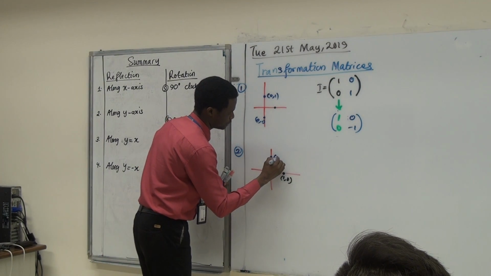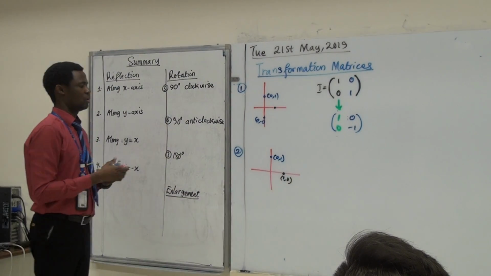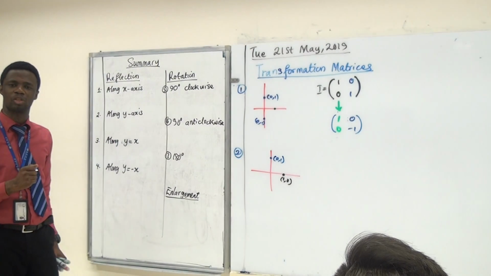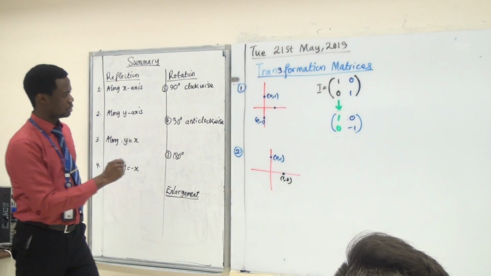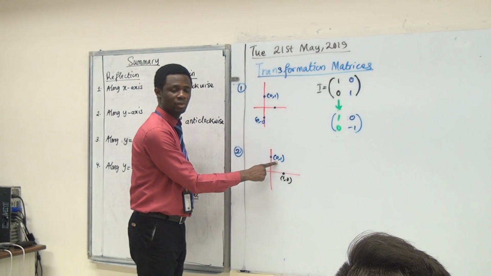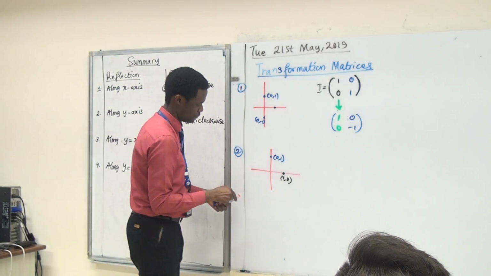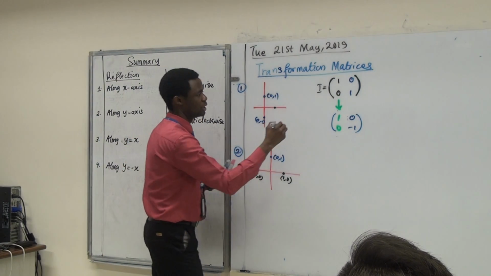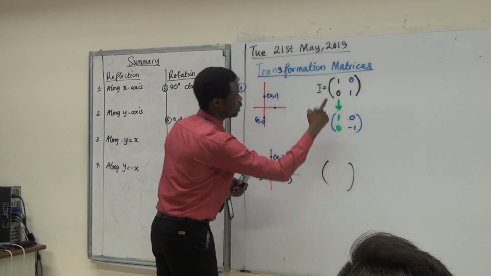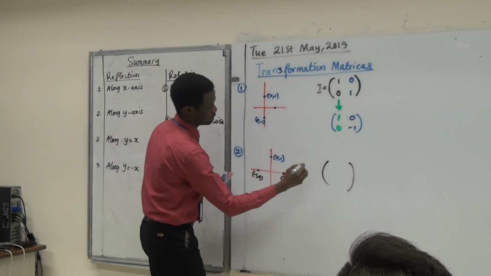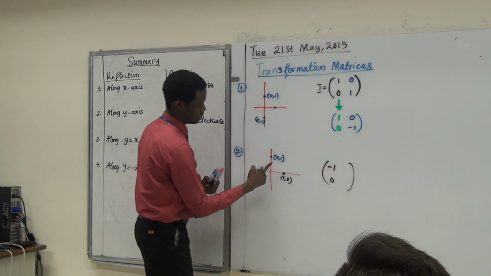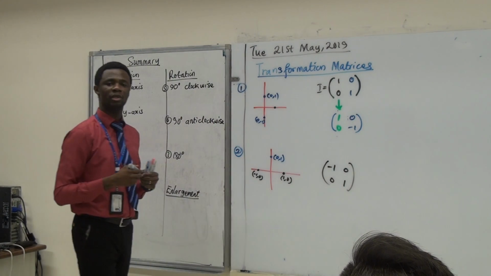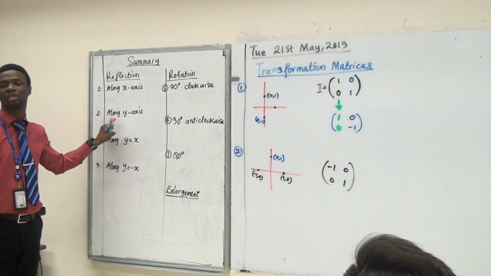Please, I need your attention. Now, if you reflect along the y-axis, which of them remains the same, which of them changes? 0, 1 remains the same. This remains the same, yeah, and this will change. To what? To negative 1, 0. So it changes to this point, negative 1 and 0. So the transformation matrix for this: the 1, 0 changes to what? Negative 1, 0. But the 0, 1 remains what? 0, 1. So this will be the transformation matrix for reflection along the y-axis.